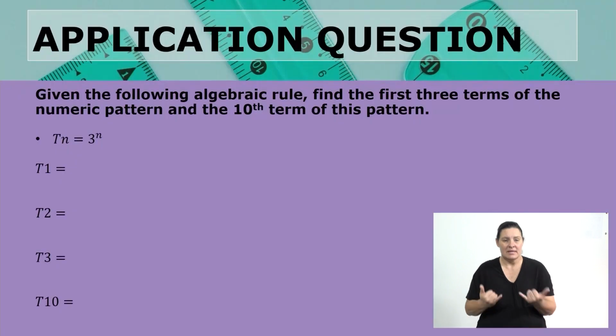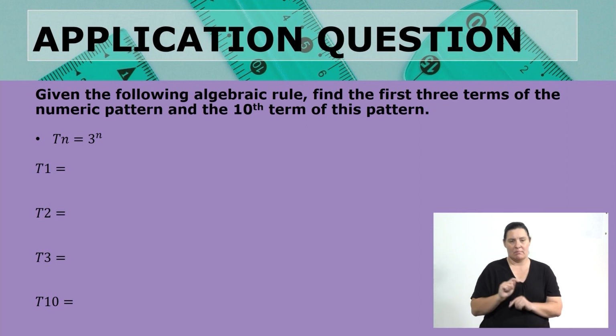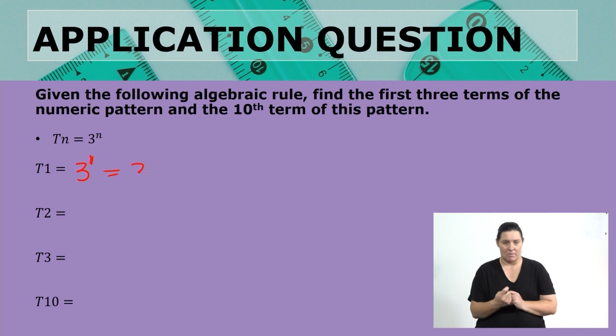So now we are given the following algebraic rule: find the next 3 terms and then the 10th term. So here, if we notice that the n, or the term number, is in a position of an exponent, so we are going to apply that now. For the first term, it's going to be 3 exponent 1, because we are working with the first term, and the answer there is going to be our 3.